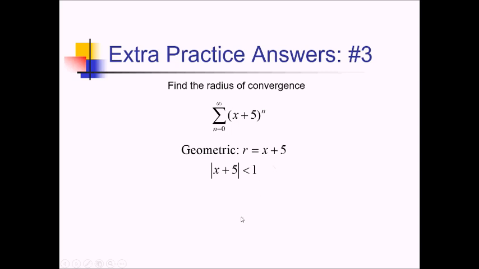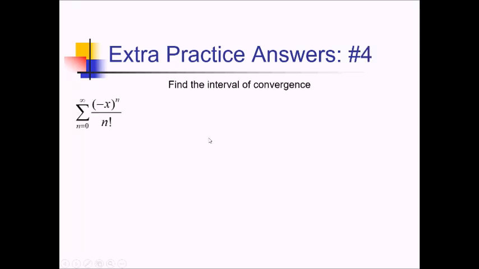So ROC equals 1. To find the interval of convergence on this problem, we first check to see if we have a geometric series. We don't. This n factorial is not very exponential, so that means we're going to have to use the ratio test.